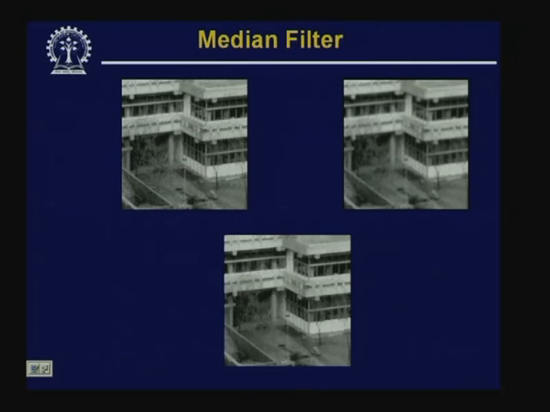On the top right is the image obtained using the box filter, and the bottom image is the image obtained using the median filter. Here it is quite obvious that the median filtering reduces the noise, but at the same time it maintains the sharpness of the image. Whereas if we go for box filtering of higher size, the noise is reduced, but the image sharpness is also reduced, that means the image gets blurred.